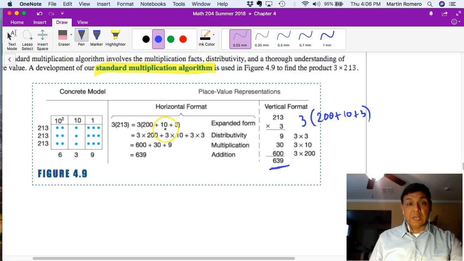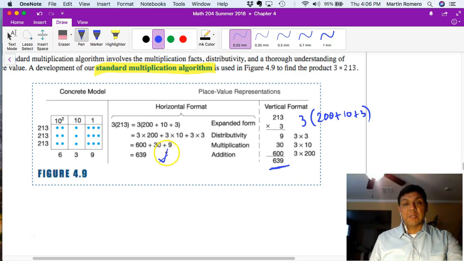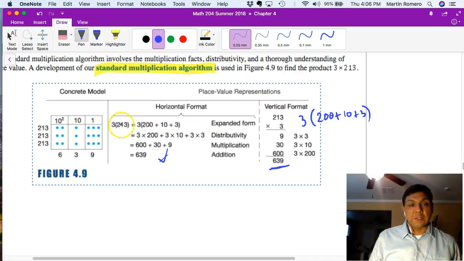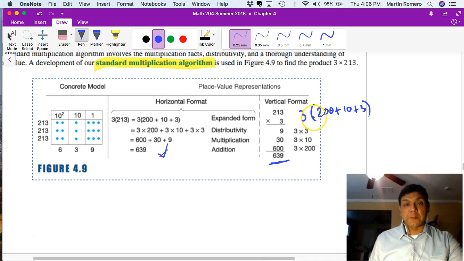This would be a horizontal format, if you wanted to break that 213 up into 3 pieces and distribute, you get an answer. That would be horizontal, but you can see it seems to be a lot more writing, and so the vertical format seems to have an advantage. However, it's important to recognize that you understand this part right here, that it really is from distributive property.